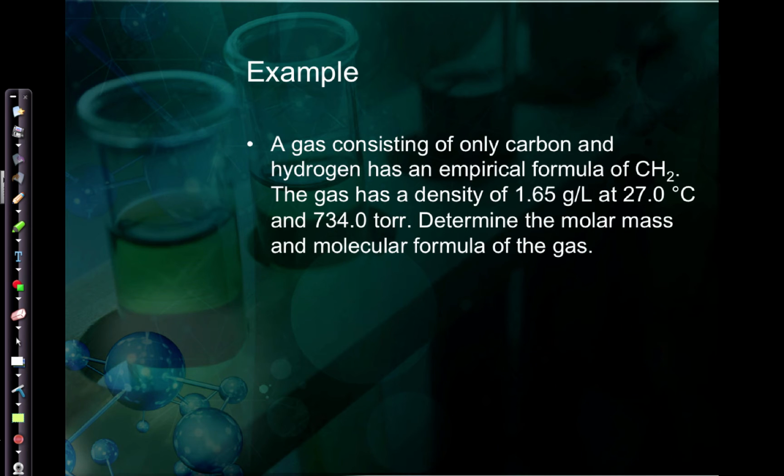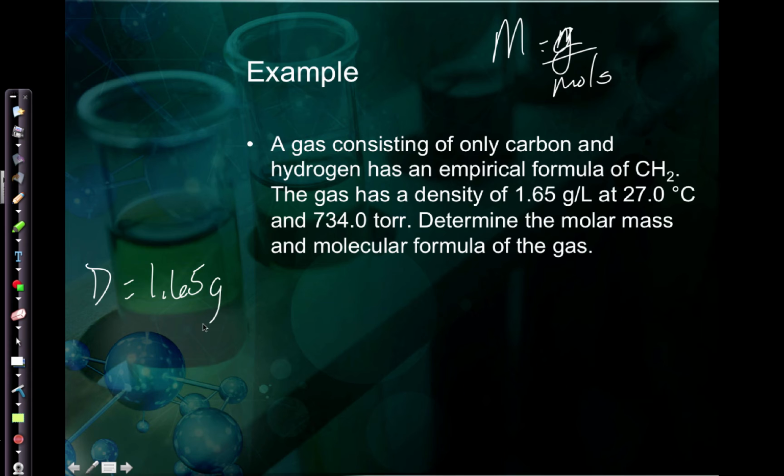Okay, so first thing, we need the molar mass. So we know that in order to get the molar mass, we need grams and moles. So let's pull out the information and see what we actually have here. So we have a density here, which is 1.65 grams per liter. We also know a temperature, which is 27 degrees Celsius, and I have a pressure of 734 torr. All right, and that's all it tells us.